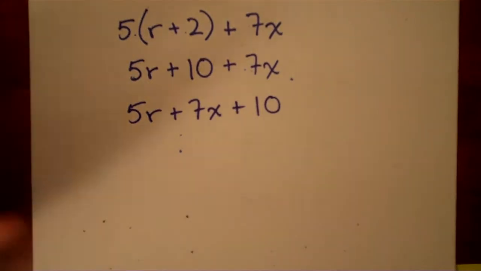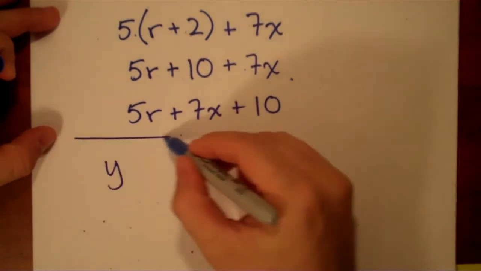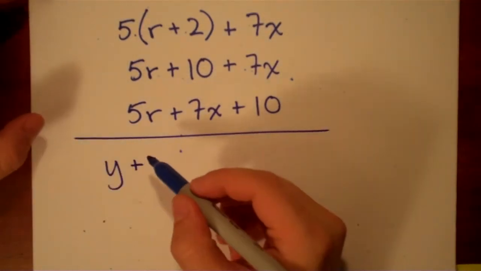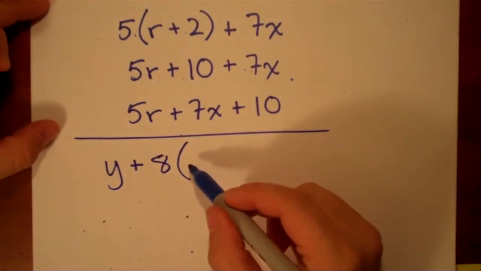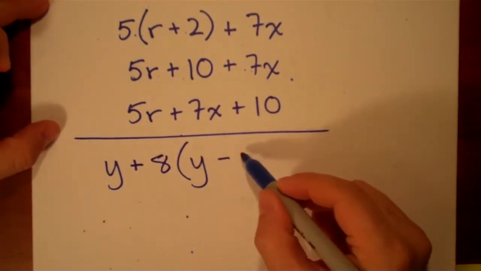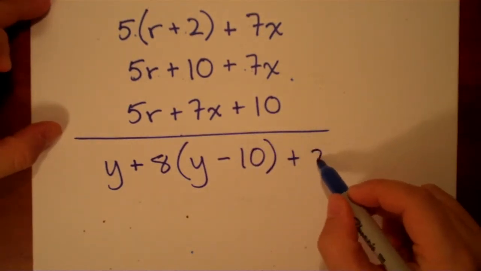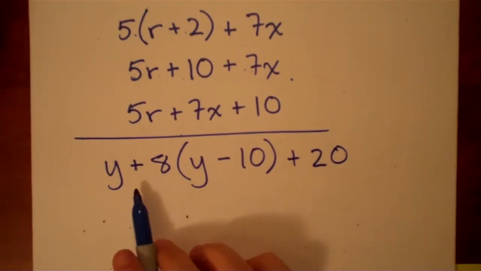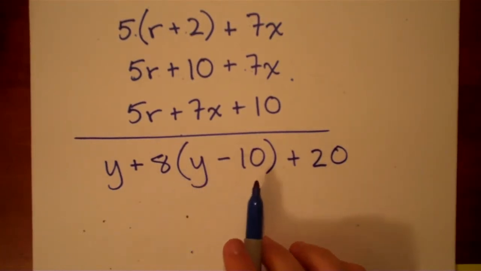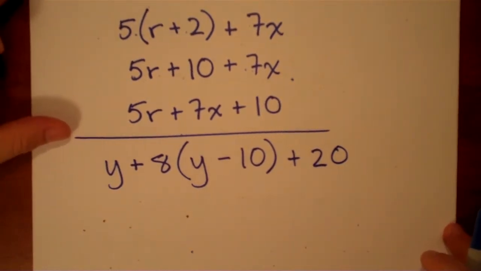Let's do one more. I'm going to do the fifth one here. A few more terms. y plus 8 times (y minus 10) plus 20. Alright, what can we do? We're adding here, we're adding here. We got parentheses here. We're focusing on this distribution first. Distributive property.